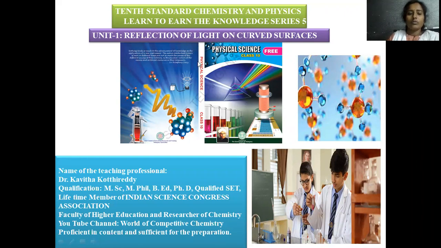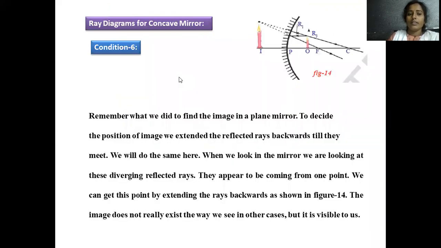In today's session, we are going to discuss 10th class chemistry and physics, Unit 1, Reflection of Light on Curved Surfaces, Series 5 is going to be started. We are already discussing the ray diagrams of concave mirror. By changing the position of the object, say a candle, what will be the image, whether it is vertical, inverted, erected, enlarged, diminished, everything we are going to discuss, and how the rays converge as well as diverge by changing the position of this object.